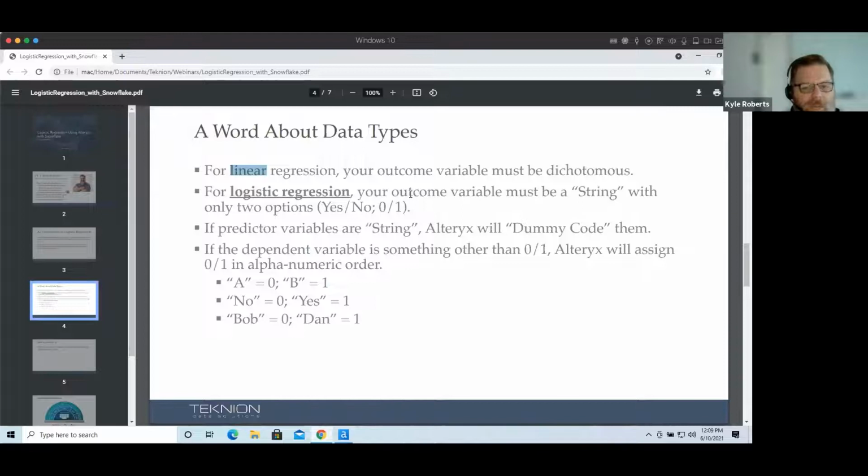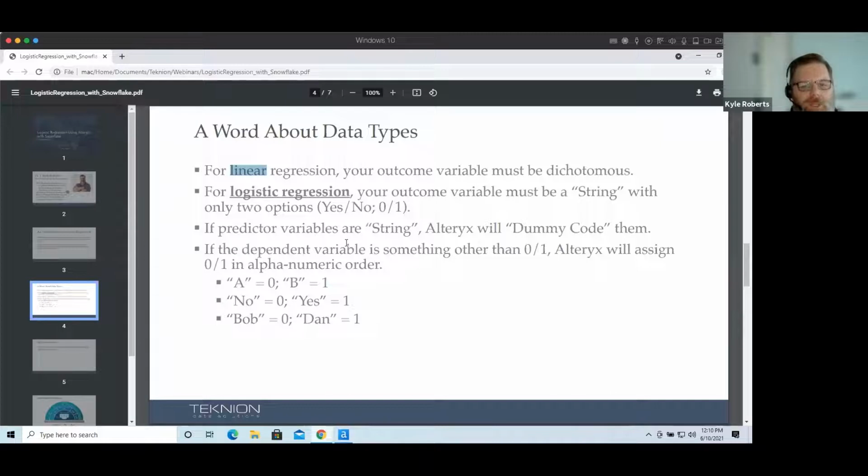For the predictor variables, if your predictor variable is a string, Alteryx is going to automatically dummy code that for you. What that means is, let's say you have 4 categories, category 1, 2, 3, and 4. Alteryx will create synthetic variables called category 2, category 3, and category 4, and category 1 will be what's called the reference category. That will be left out of the model, but it will automatically dummy code those. Now, why do I bring that up?